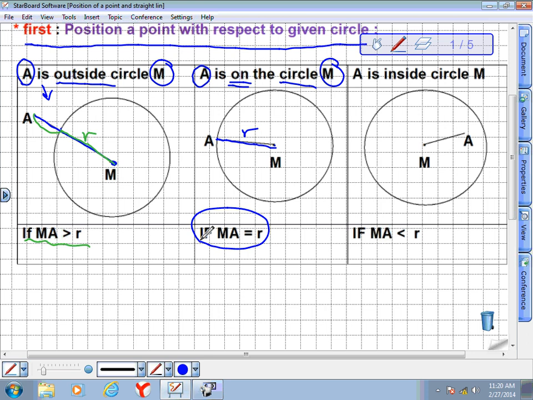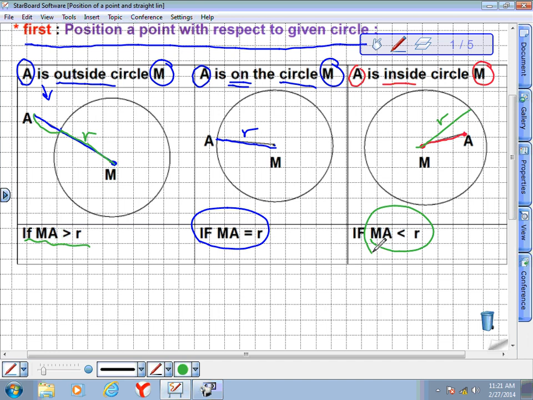The third relation, if we have the point A inside the circle M, like here, we will notice that if the point M here, which is the center of the circle, so the distance between M and the point A is shorter than any radius inside this circle, like here. So MA will be smaller than the radius length.